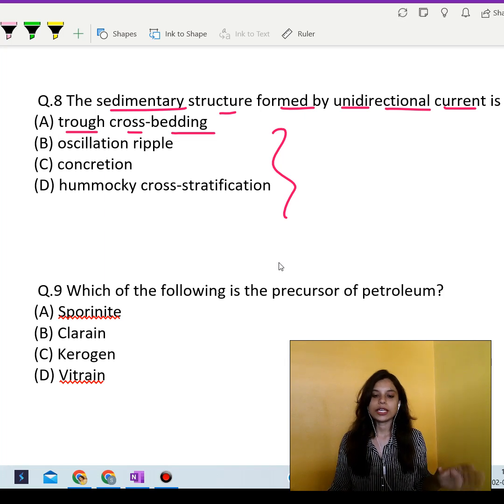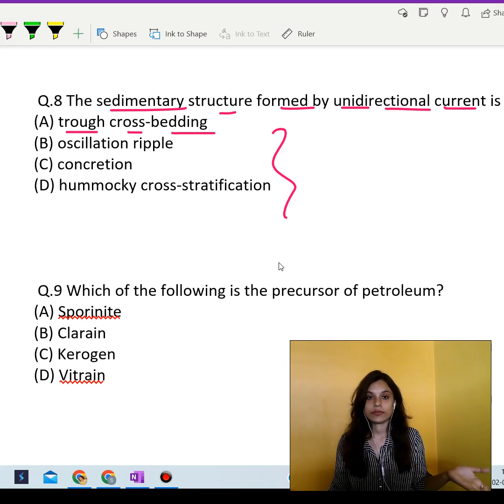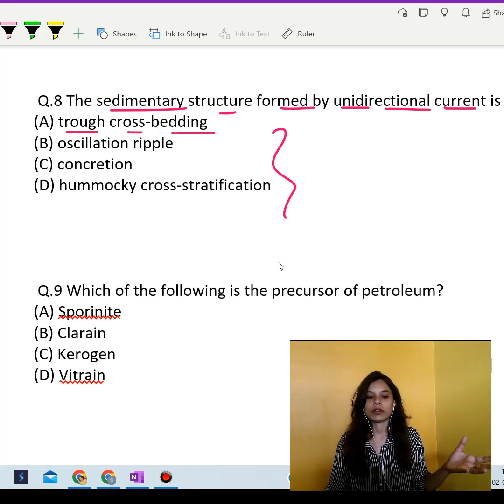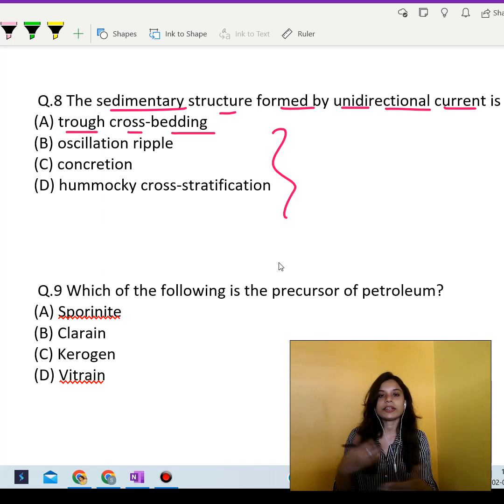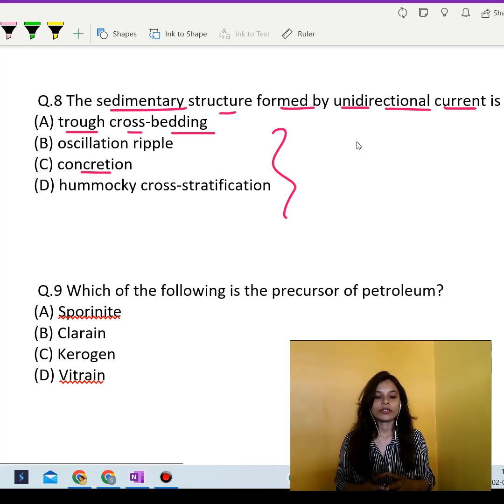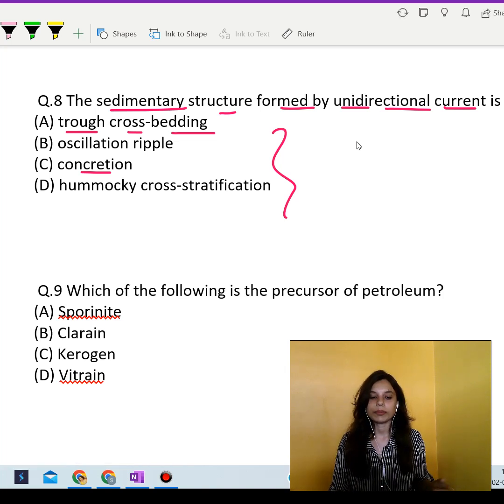Coming to the next option, oscillation ripple. Oscillation ripples are symmetric ripples which are formed in environments where bidirectional currents, such as tidal flats or shallow marine environments where water currents frequently change their direction. Those are the oscillation ripples. Next is concretion. Concretions are rounded masses of mineral matter within sedimentary rocks which are formed by the precipitation of mineral cement around a nucleus. They are not directly related to current direction.